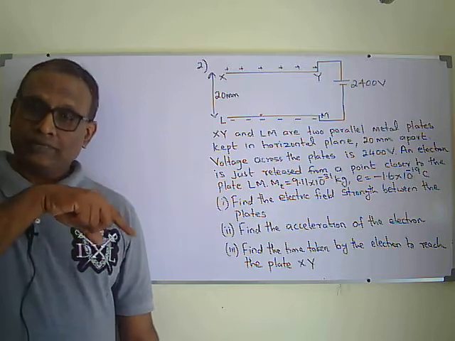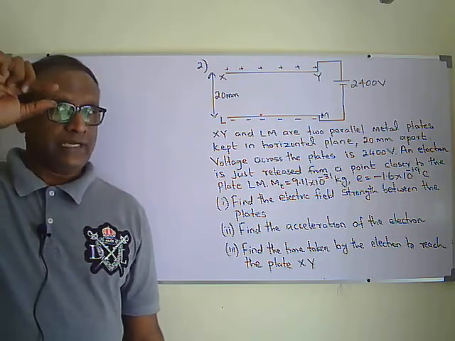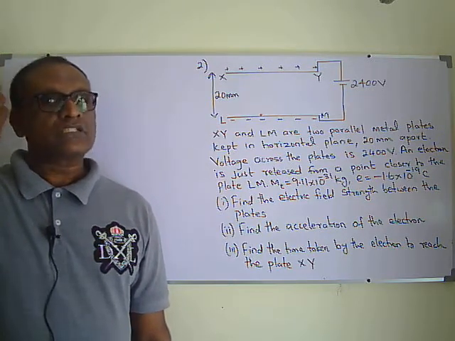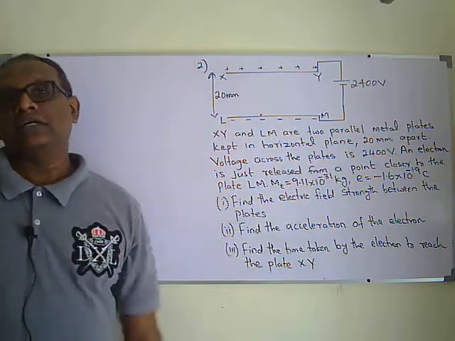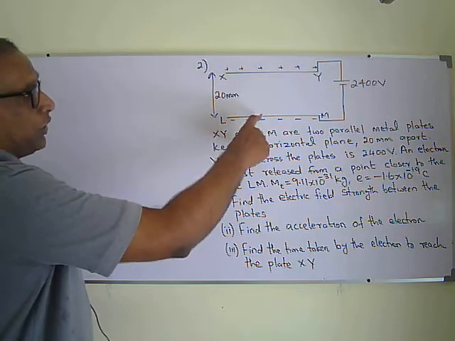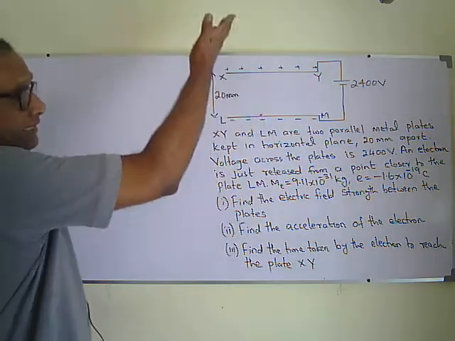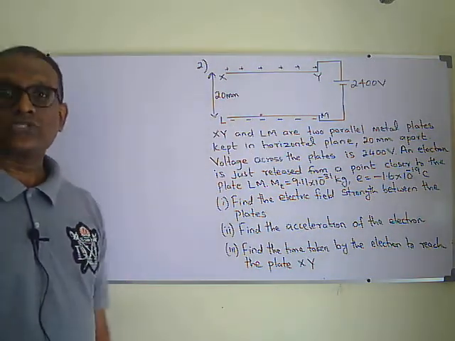But when we consider the previous question, there is an oil drop. So there, the oil drop is floating, meaning in the previous question, the electrostatic force must be balanced by the weight, right? But here we ignore the weight of the electron. So they are saying the electron is released from the point closer to the LM plate. So the electron will accelerate. It's going to have an unbalanced force upward. That will be the electrostatic force.